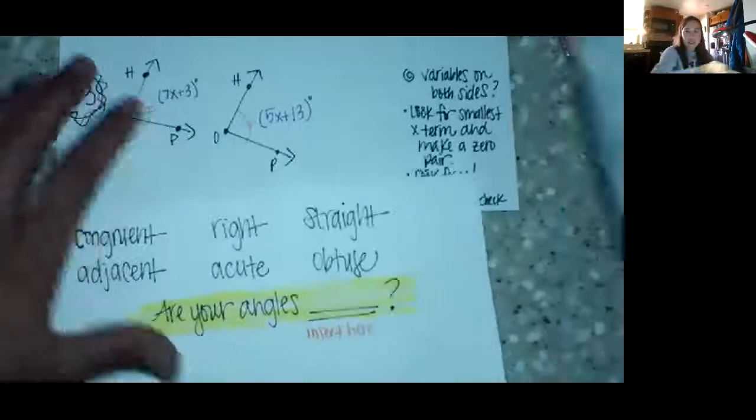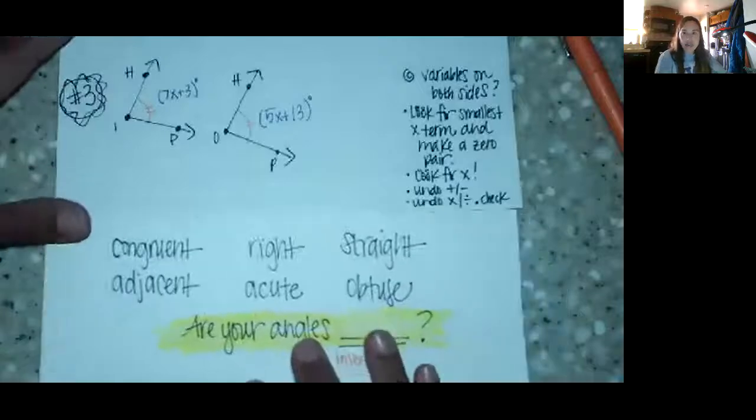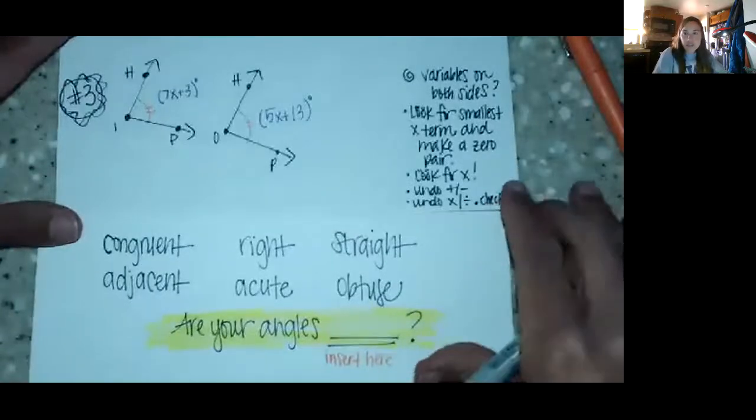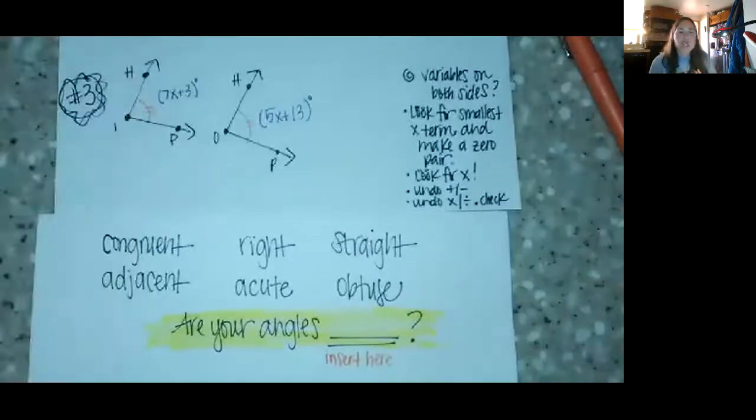And as we do this last one, oops, you can't see it here. Let's take a look at our angles. So we see our angles there in number 3. I want you to look to see, are they congruent? Are they adjacent? Remember, adjacent is next to. Are they right, acute, straight, or obtuse? So take a look.